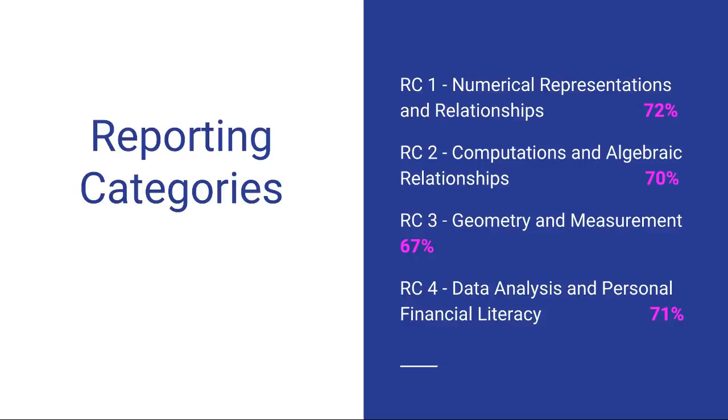So as we look at our reporting categories, let's see how we did in mastery for each one of these. It's nice that these numbers are close and tight, because that tells us we have a really tight program. If you look at reporting category 1, we had 72% mastery. Reporting Category 2, Computations and Algebraic Relationships, we had 70% mastery. Our lowest scoring reporting category was Geometry and Measurement, Reporting Category 3. And then Data Analysis and Personal Financial Literacy, we scored 71%. So a category to really look at would probably be Reporting Category 3.